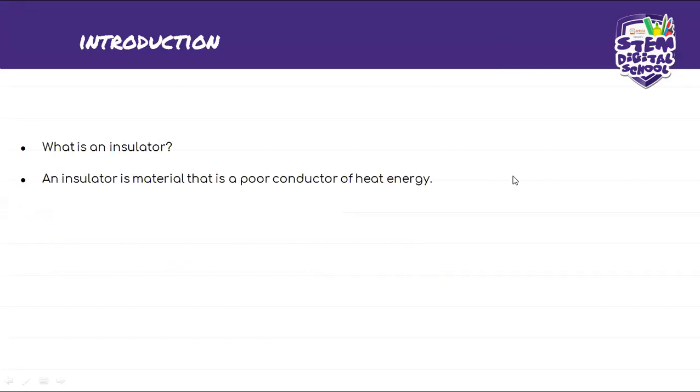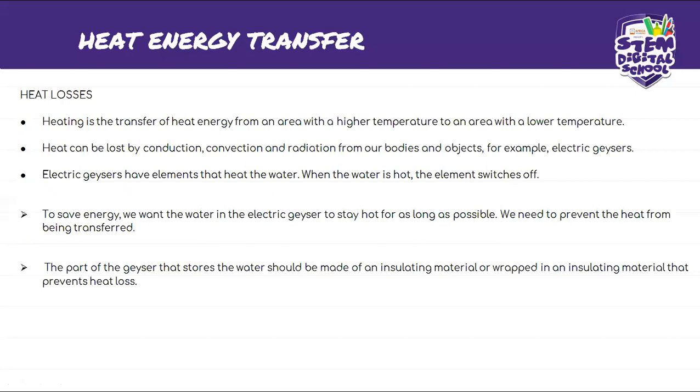Okay, so what is an insulator? An insulator is simply a material that is a poor conductor of heat, or we can say it's a material that cannot conduct electricity. And then the opposite of an insulator is a conductor, a material that can conduct electricity.